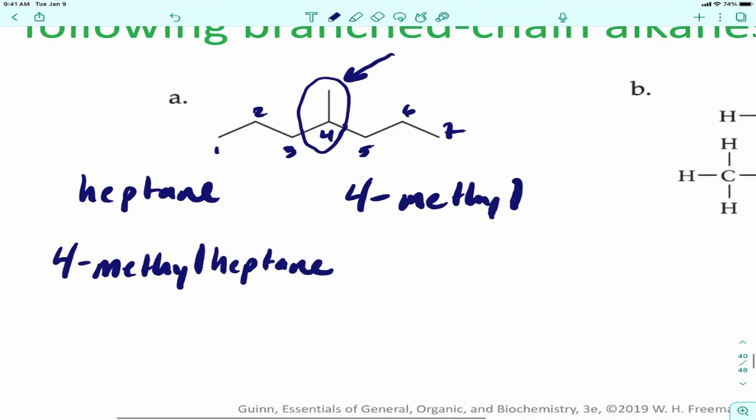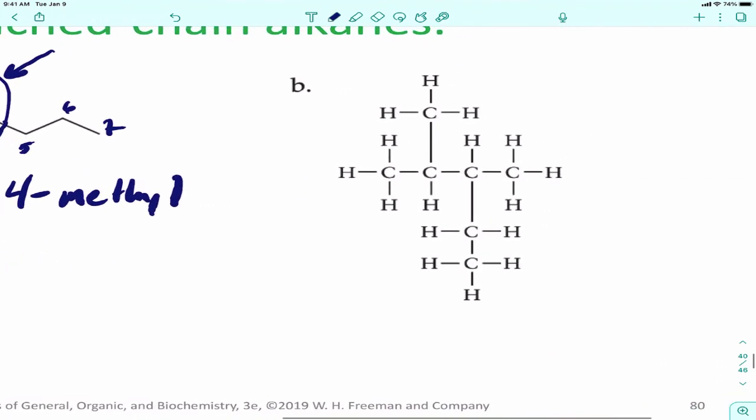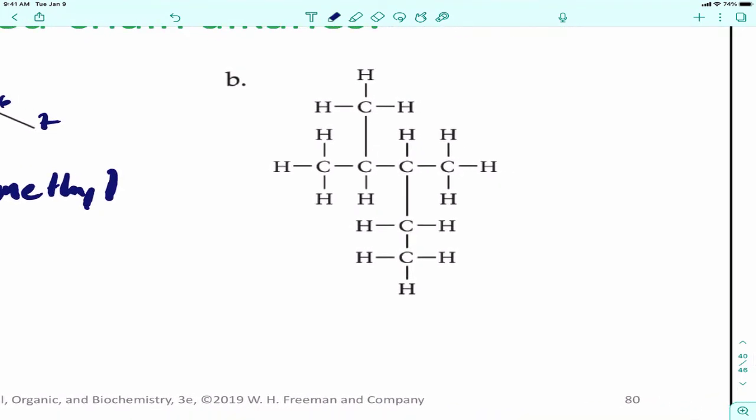All right, so let's try the other one now. We're going to count the longest carbon chain, and since we have a Lewis structure, we're going to have to work a little bit carefully. If I start here at the bottom: 1, 2, 3, 4, 5. 5 carbons. So 5 carbons would be pentane.